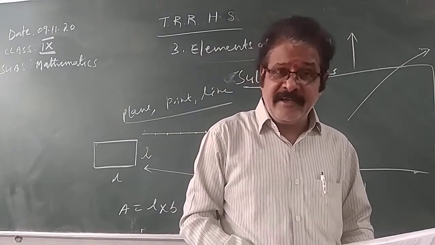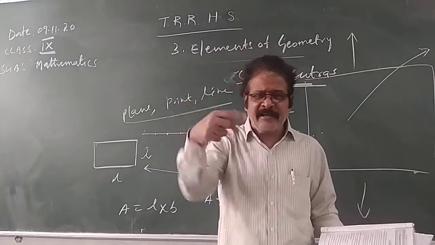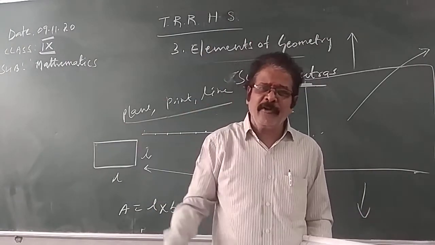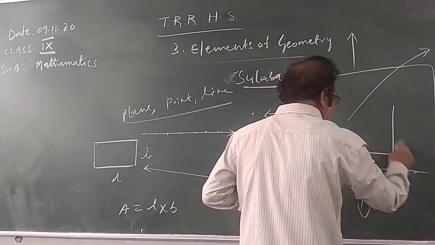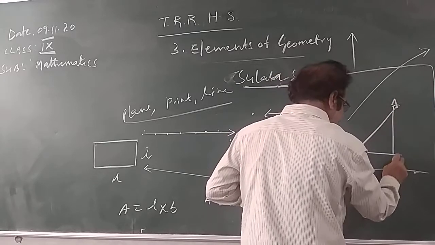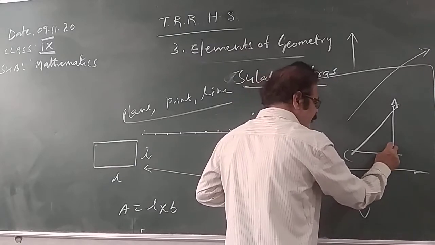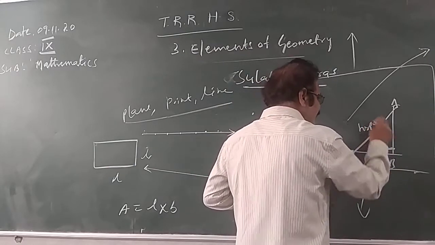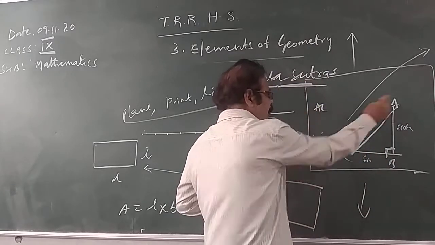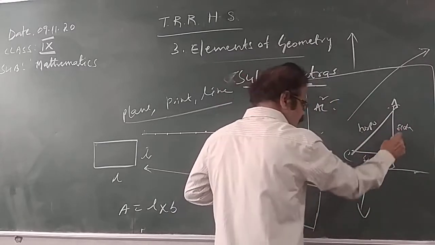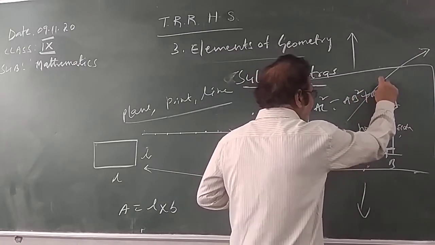Then there was Pythagoras. You know the Pythagoras theorem. In a right angle triangle, the square of the hypotenuse is equal to the sum of the squares of the other two sides. Here the right angle is at B. The side opposite to 90 degrees is called the hypotenuse, which is AC. So AC square equals AB square plus BC square.